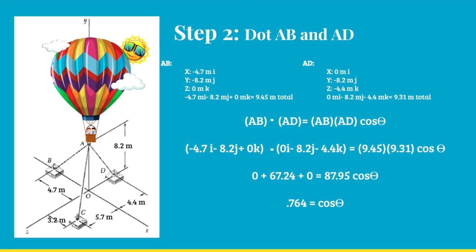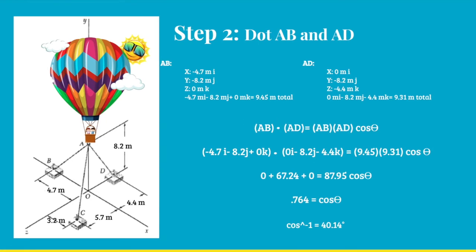Next, we can simplify by dividing both sides by 87.95 in order to isolate the variable cosine theta. When we do this, we get 0.764 equals cosine theta. Finally, we take the inverse of cosine. This gives us our final answer of 40.14 degrees.